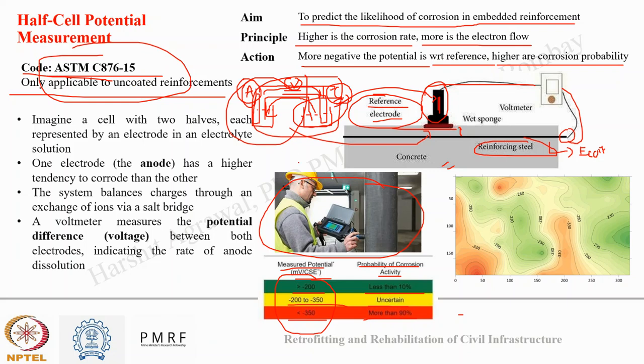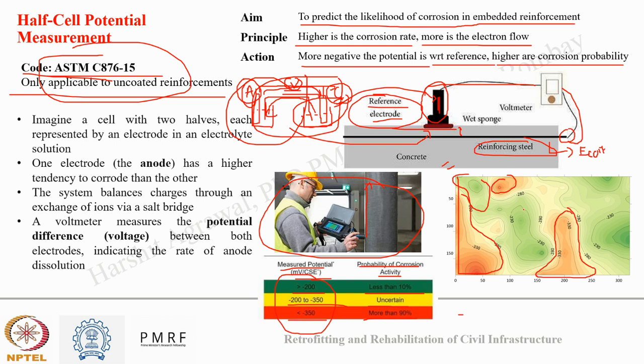If we move this probe across the concrete column, we can also plot contour maps of different locations and the probability of corrosion in those locations. So this can also be used to detect uniform corrosion or localized corrosion if it is happening inside the concrete.